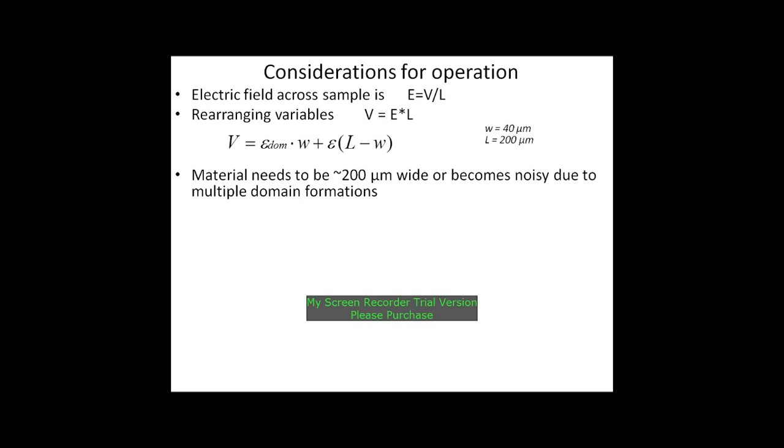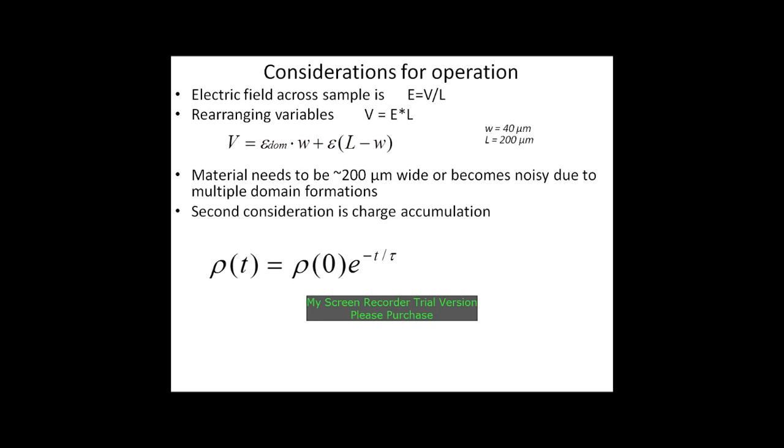The second consideration for these materials is related to charge accumulation. In order for charge to accumulate at this domain boundary, the charge accumulation as a function of time is equal to the charge at time zero multiplied by the exponential of minus time over tau. And in this expression, tau is given by the dielectric constant over the conductivity of the material.